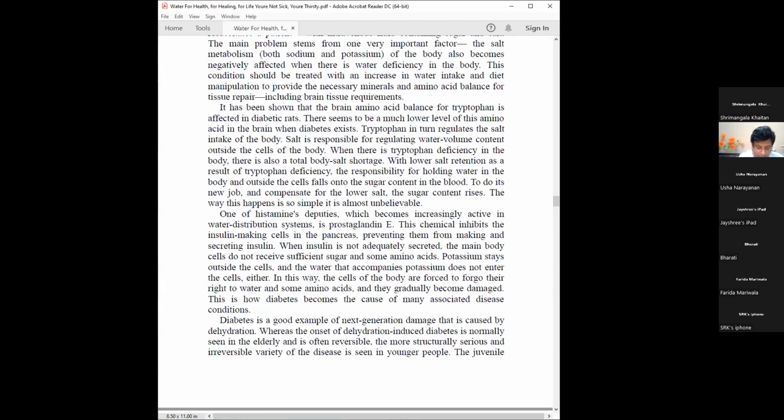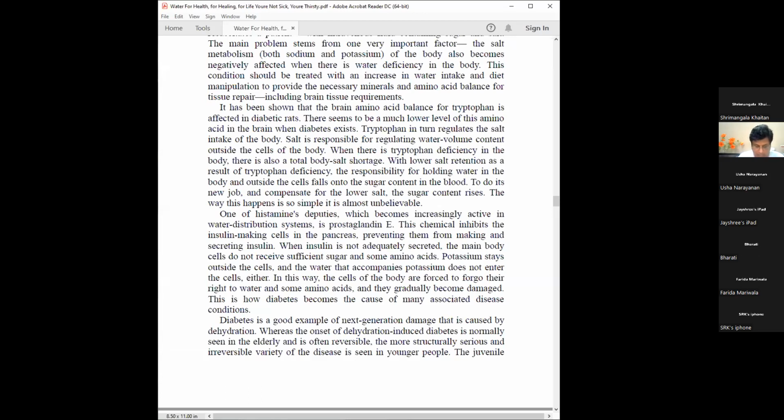Tryptophan in turn regulates the salt intake of the body. Salt is responsible for regulating water volume content outside the cells of the body. When there is tryptophan deficiency in the body, there is also a total body salt shortage. With lower salt retention as a result of tryptophan deficiency, the responsibility for holding water in the body and outside the cells falls onto the sugar content in the body. To do its new job and compensate for the lower salt, the sugar content rises.